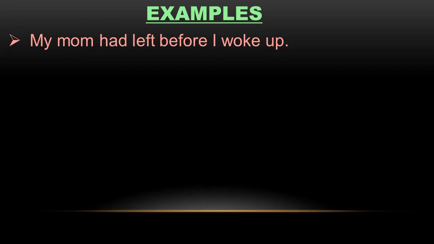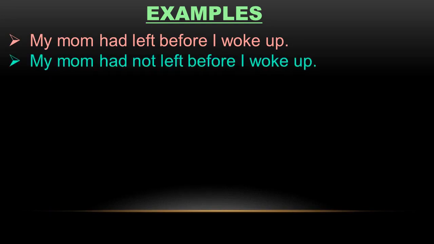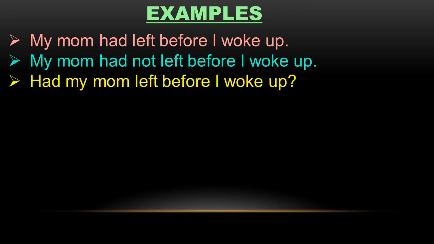Now let's see few examples. First, my mom had left before I woke up. That represents what? That the action that happened before the completion of a certain event. My mom had left before I woke up. Now it's negative. My mom had not left before I woke up. Interrogative. Had my mom left before I woke up?